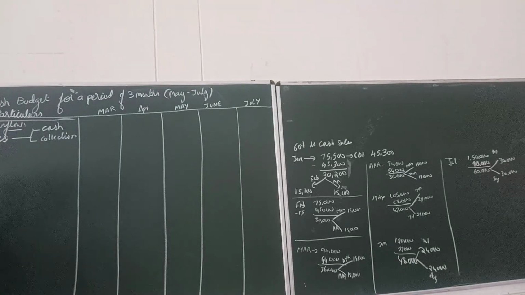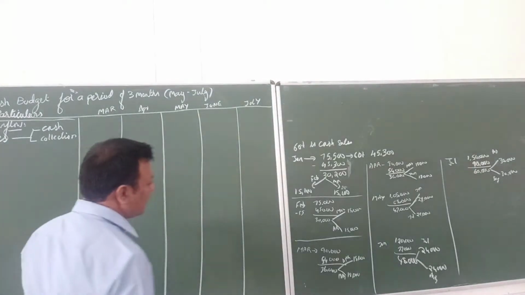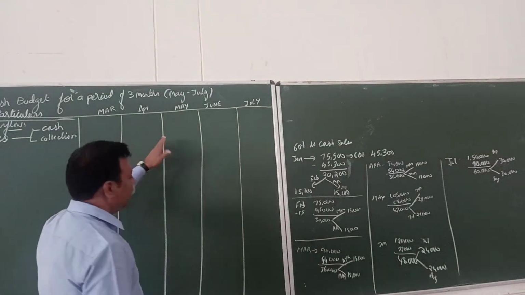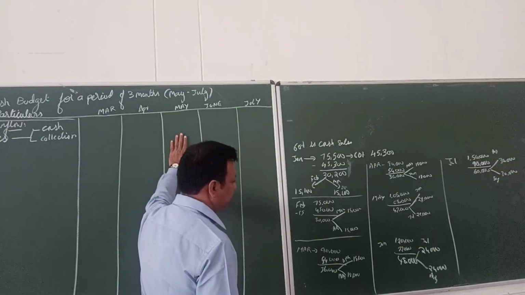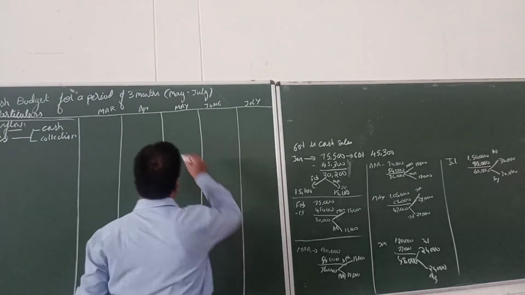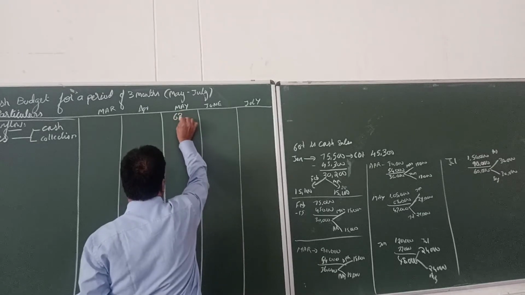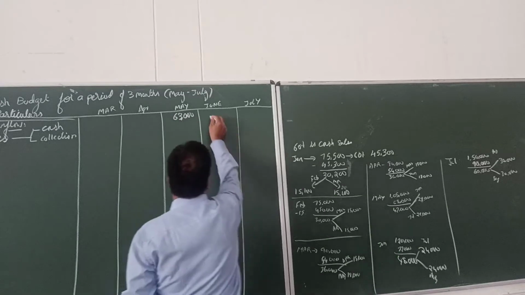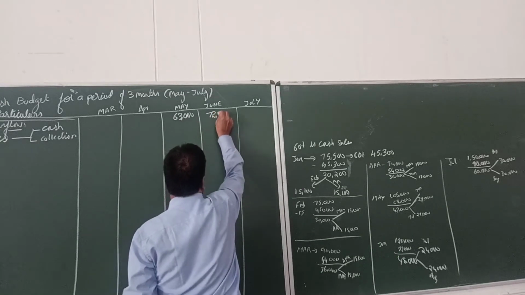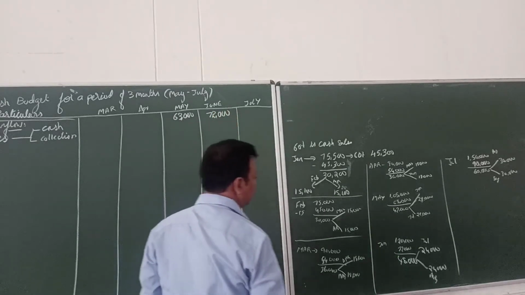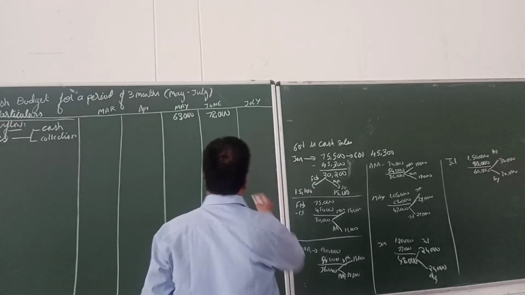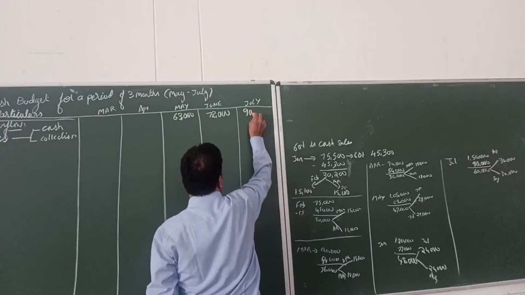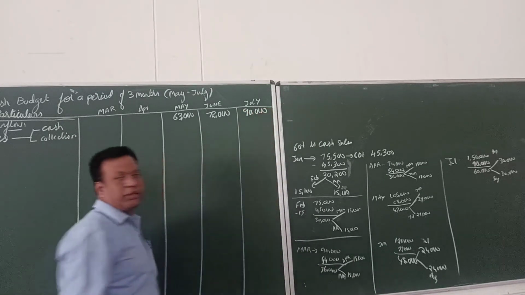So now we know the cash sales of all the months. We are doing for May now. What is the cash sales in the month of May? 63,000. June 72,000. And in the month of July 90,000. Is it clear to all of you? Yes, sir.